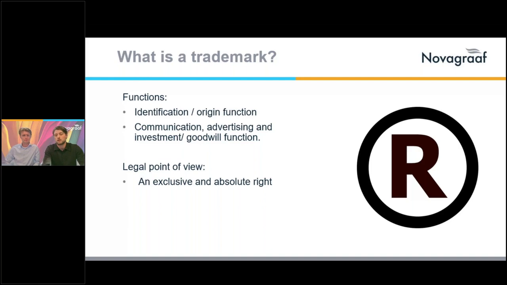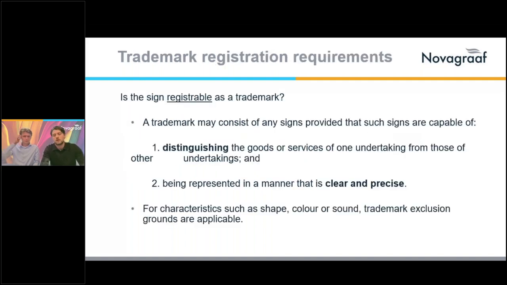From a legal point of view, it is an exclusive right and an absolute right, which means that it only comes to the holder, which is registered in a trademark register, and it is also an absolute right, which means you can prohibit third parties from using your trademark. And for a trademark to be registered, you need to meet certain requirements.